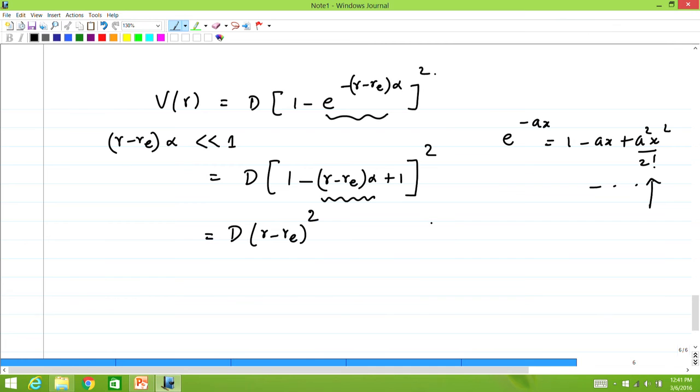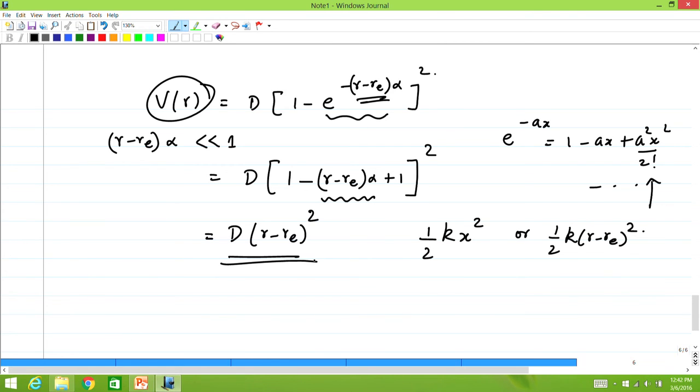And please remember, this is the potential energy form, and for the harmonic oscillator the potential energy form is half k x square, or in the notation of R minus Re it is half k (R minus Re) whole square. Therefore, you see there is an alpha here, therefore there is an alpha square. So, D times (R minus Re) square times alpha square is approximately the potential V of R for small values of R minus Re, or about Re.